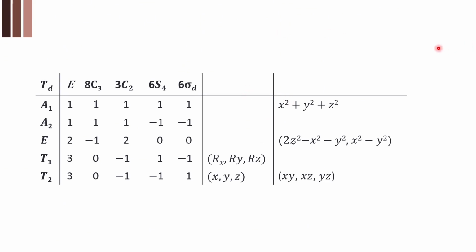So now you can understand the importance of classes within the group, which helps us to find the great orthogonality theorem and construct the character table.